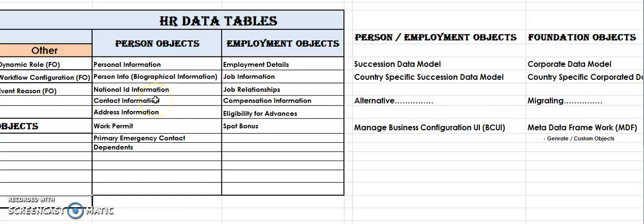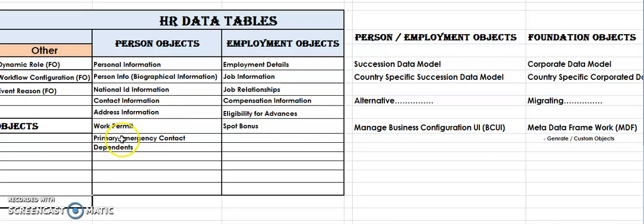Contact information is nothing but phone contact, email contact, and social accounts that are linked, like Facebook. All of this comes under contact information. Address information is the home address, permanent address, communication address, mailing address. All this information is captured in this address information portlet.